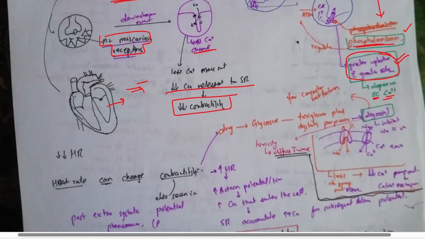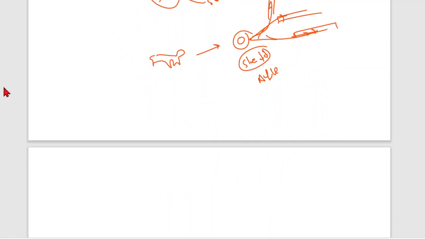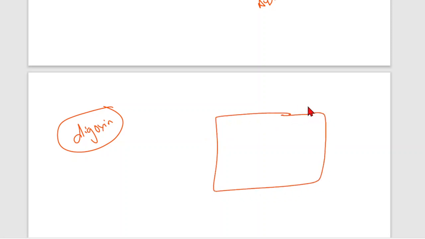Now, heart rate can change contractility, but you have to know about the drugs. There are the glycosides, or Foxglove, Digitalis purpurea, and that drug is called digoxin. What does digoxin do? Here is a simple way to see the function of digoxin. This is the cell. I will give the digoxin function. There are two channels.